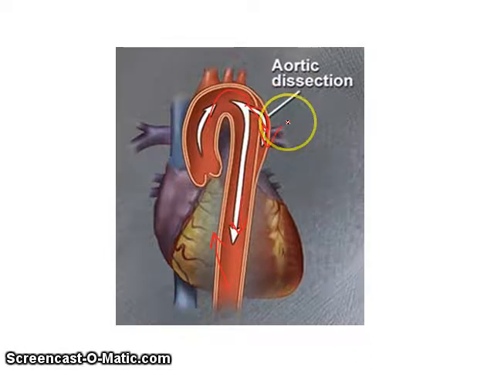The treatment for this is to place a stent graft over the entry tear. So it's only necessary to put a stent graft right here where the tear is, and then that false lumen over time will eventually just absorb.